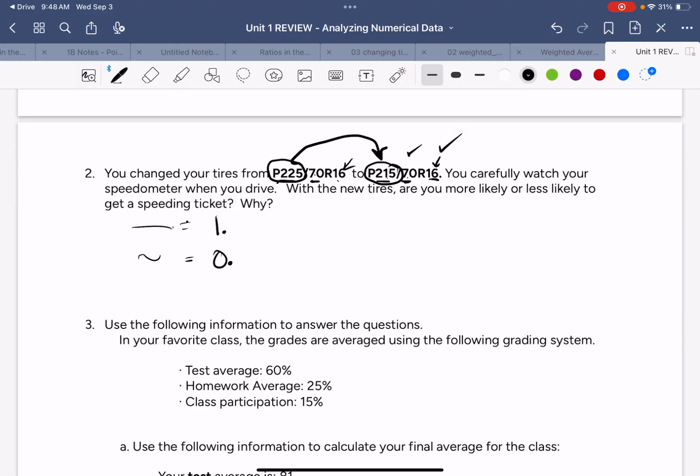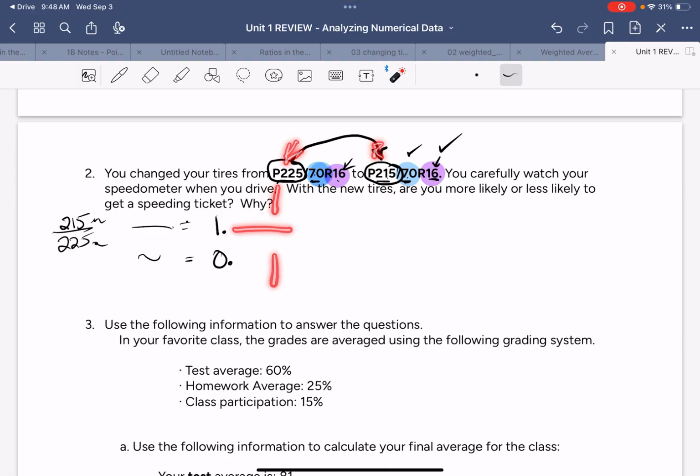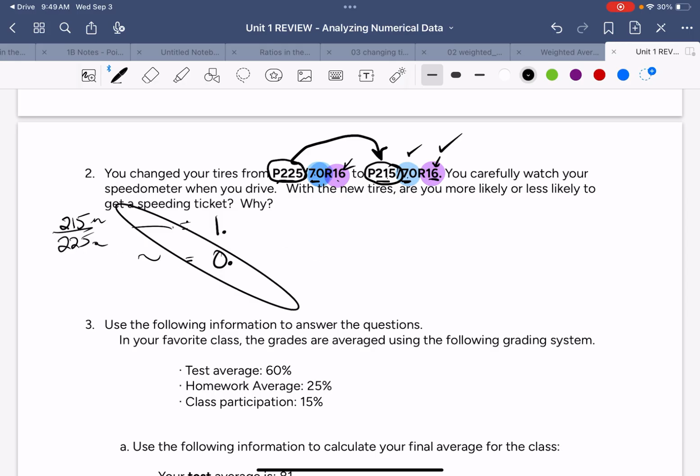So if I were to take new 215 over 225. Now, can I just divide this? No, I would have to do all the math, but if these two numbers are the same, 70's the same, 16's the same, all I'm changing is the width, which changes the height. I'm not asking for the exact answer. I'm just asking if it's going to be a 1 point or a 0 point. Well, 1 point, I would have to get bigger tires. So I'm going to get 0 point, which is smaller tires. If it's smaller tires, I'm going to go less of a distance. I'm going to multiply by something smaller.